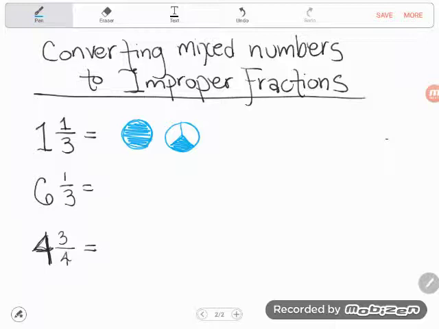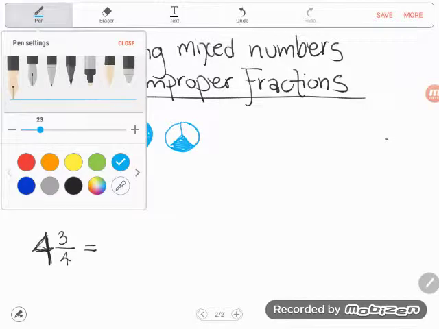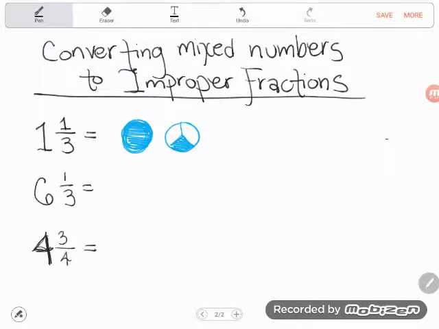Well, remember what I'm doing when I take a mixed number and convert it into an improper fraction. All I'm doing is taking my whole thing and cutting it into the same number of pieces that my small thing, or my fractional piece, is cut into. So let me show you what I mean. My pie over here is cut into thirds. So let me cut this one whole thing into thirds.